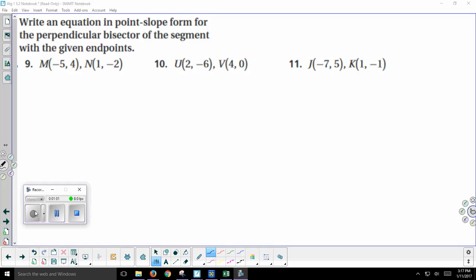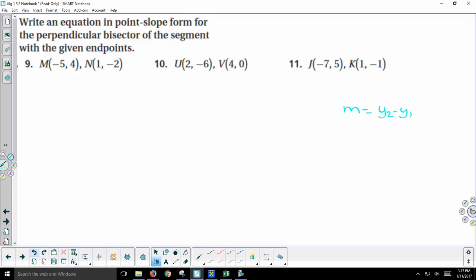So let's write down some things that we need to know. I need to know the slope equation, which is y2 minus y1 over x2 minus x1. And when I find the slope of that, I need to find the perpendicular. So when I find this slope, I'm going to flip and negate. I'm going to find the opposite reciprocal of that slope, and that will give me the slope perpendicular.